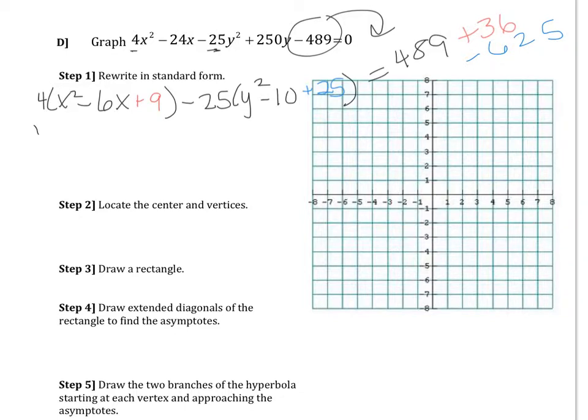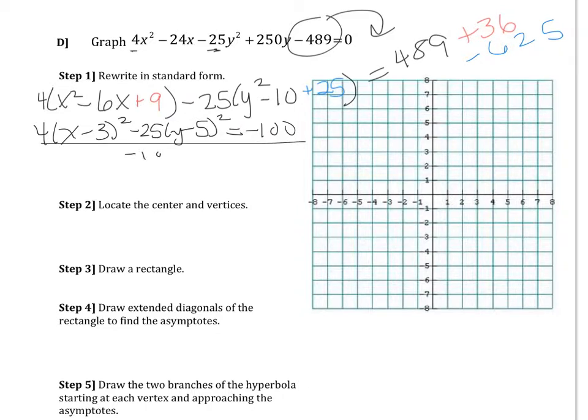Okay, so when we factor and simplify, we have 4 times (x minus 3) squared minus 25 times (y minus 5) squared, all equals negative 100. We need to set it equal to 1, so we're going to divide by negative 100. And notice when we divide by this negative, originally our x's were positive and our y's were negative, it's going to flip them.